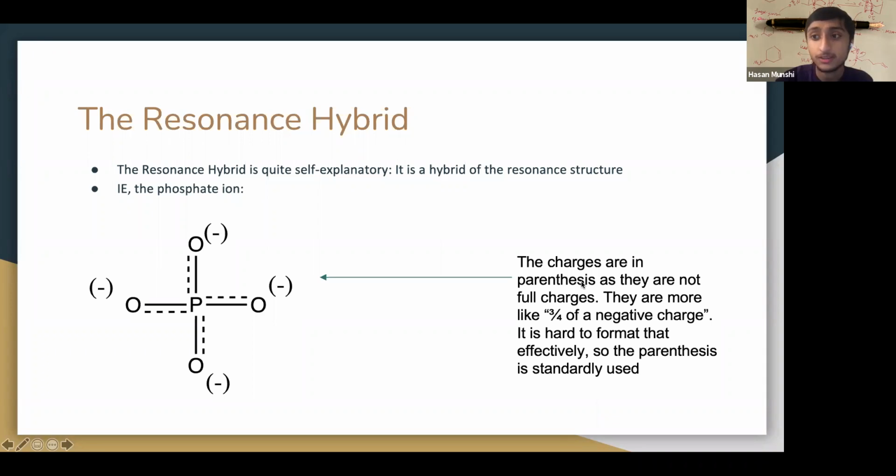3 divided by 4 is 3/4. So you get 3/4 of a negative charge. However, due to formatting issues and standard formatting, you can't write 3/4 of a negative charge. So it's generally standard to write minus in parentheses. So yeah, that's what I would do.